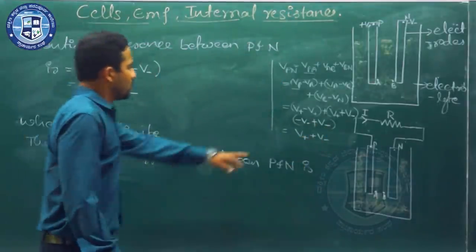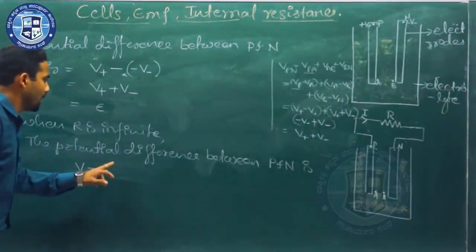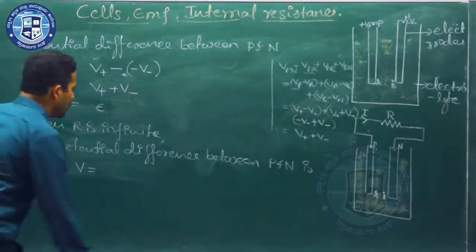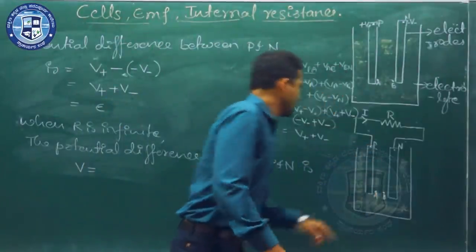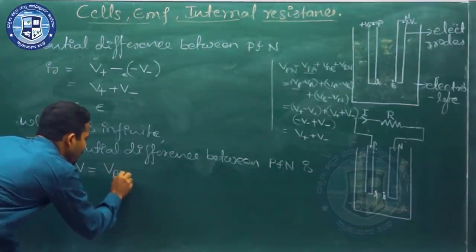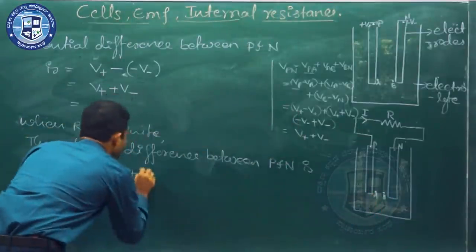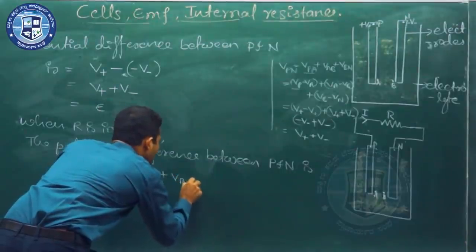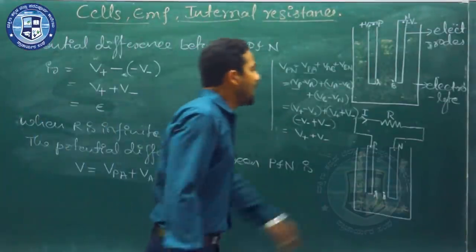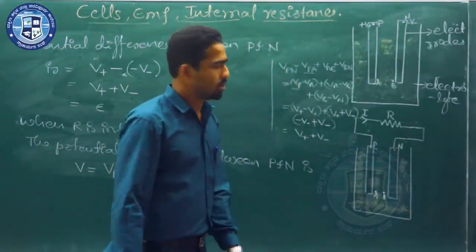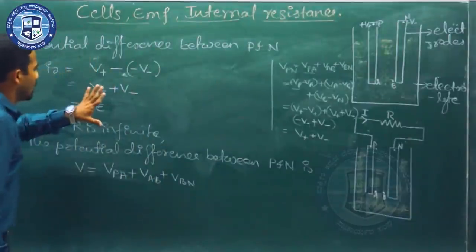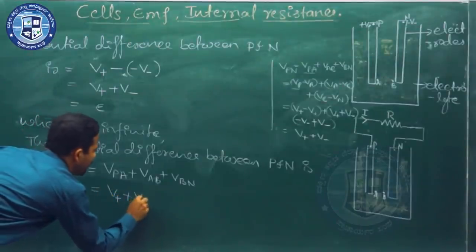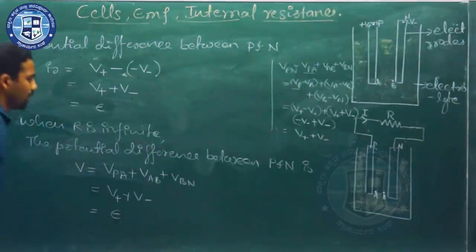Okay. So now we make use of this to calculate the potential difference when an infinite resistor is connected. So how do we find the potential difference? The potential difference between VP and VA, plus the potential difference between VA and VB, plus the potential difference between VB and VN. I told you, if we connect an infinite resistance, no current will flow. So this is something like the previous situation. In that situation, what do we have to write? V plus minus V minus. That is why you get EMF.